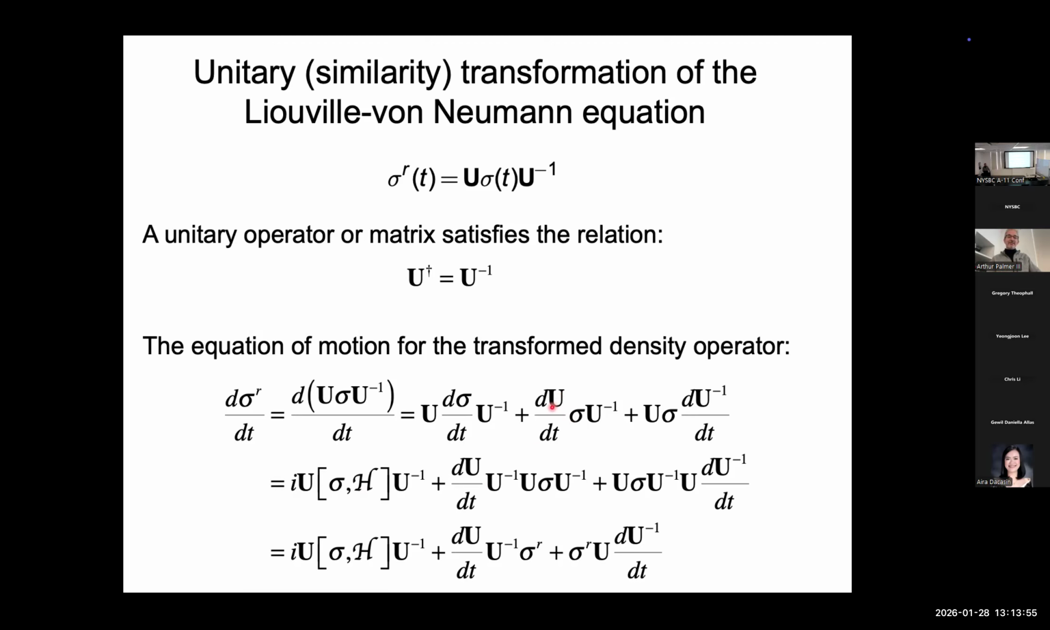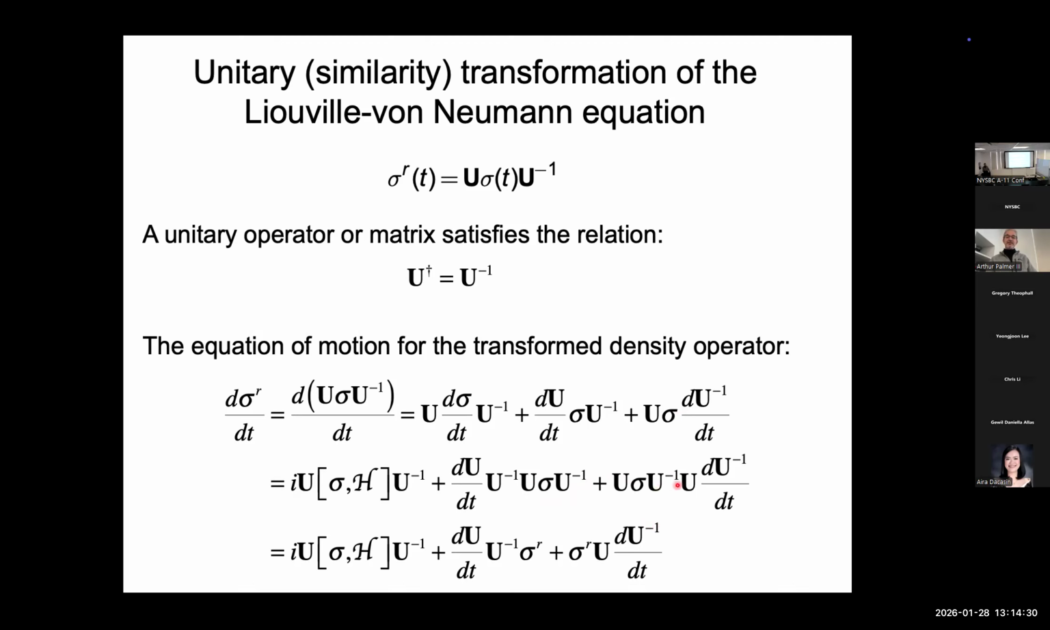Here I have the derivative of U with respect to t times sigma times U minus 1. And I play the game of inserting the identity operation. I can always insert a 1 anywhere I want. And U minus 1 times U is the identity operator. I've inserted that here because I know what U sigma U minus 1 is. That's just sigma R.